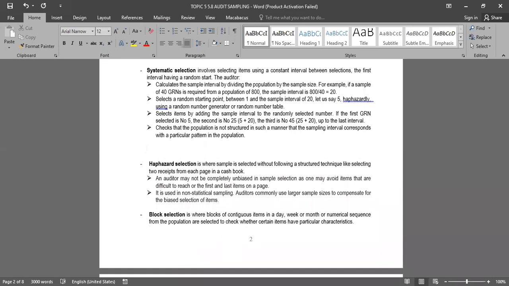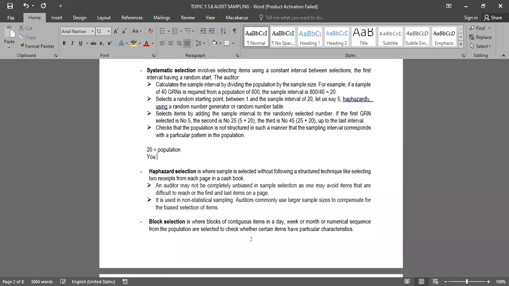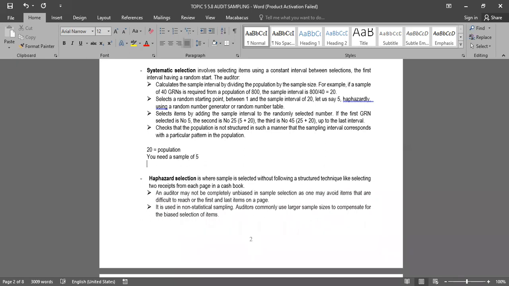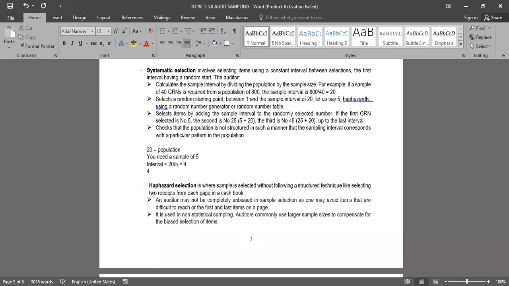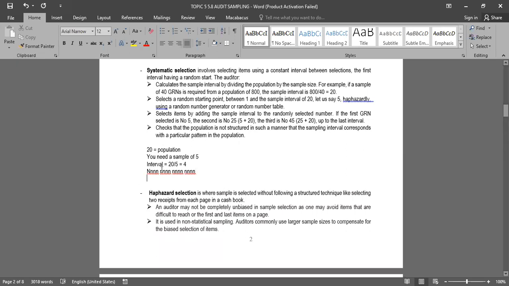I'm going to use a smaller number. Assuming you have 20 guys in your population, but you need a sample of maybe 5. So how we choose the 5 is first to appreciate the interval. The interval will be given by the population divided by the sample that you want, so it will be 4. So meaning you have the first 4, put dots 1, 2, 3, 4. Then you have another 4, another 4. So those make 20, but they're in intervals of 4.